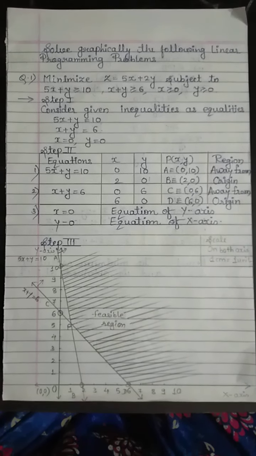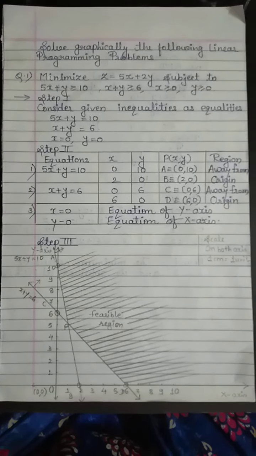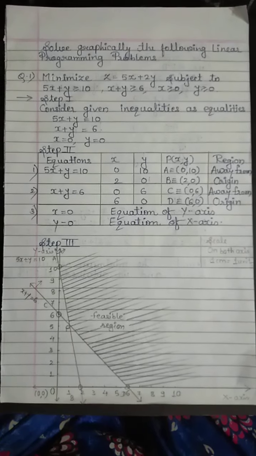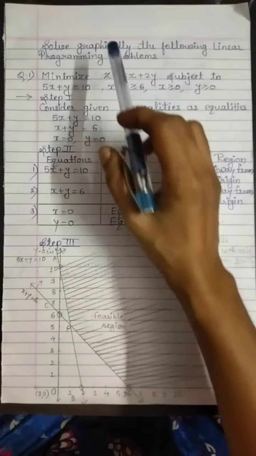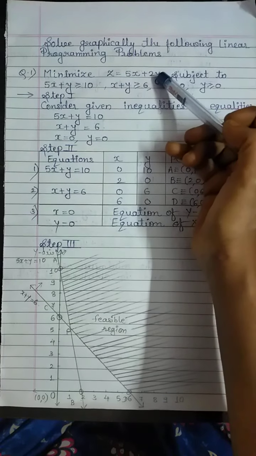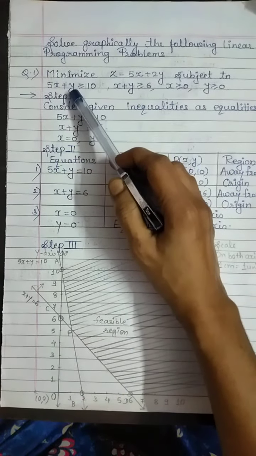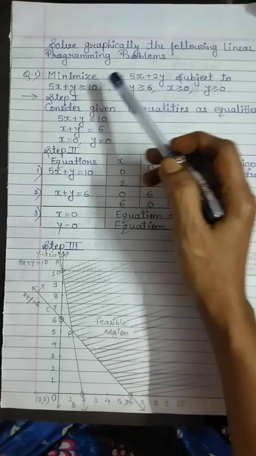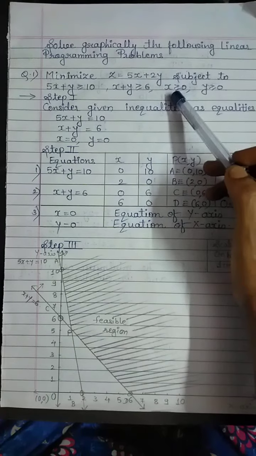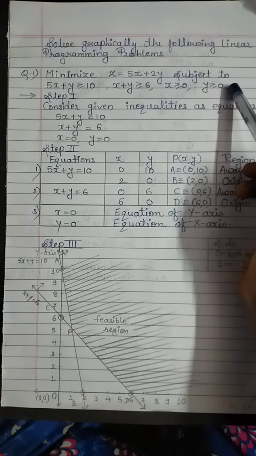Hello students, again we will solve the sums related to the graphical method. Solve graphically the following linear programming problems. Question number 1. Minimize z is equal to 5x plus 2y subject to 5x plus y greater than or equal to 10, x plus y greater than or equal to 6, x is greater than or equal to 0, y is greater than or equal to 0.